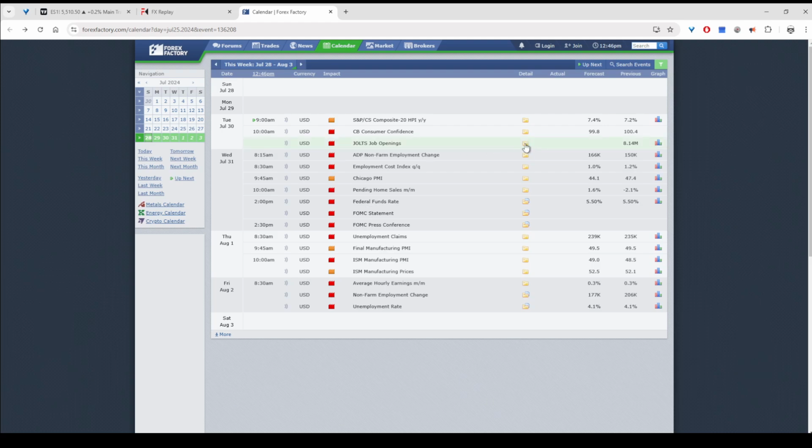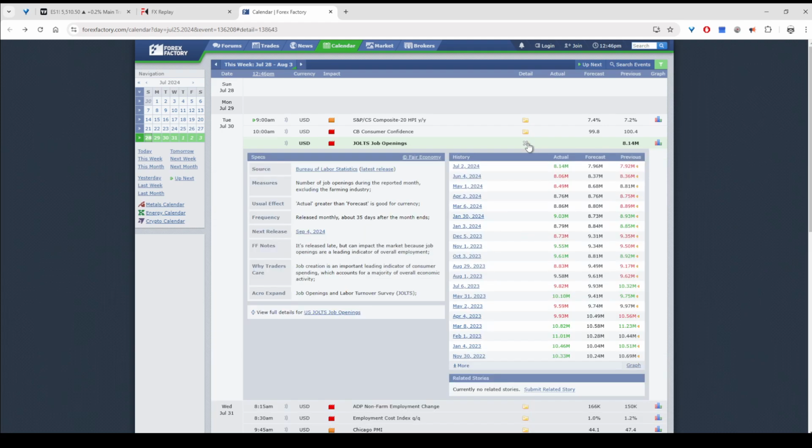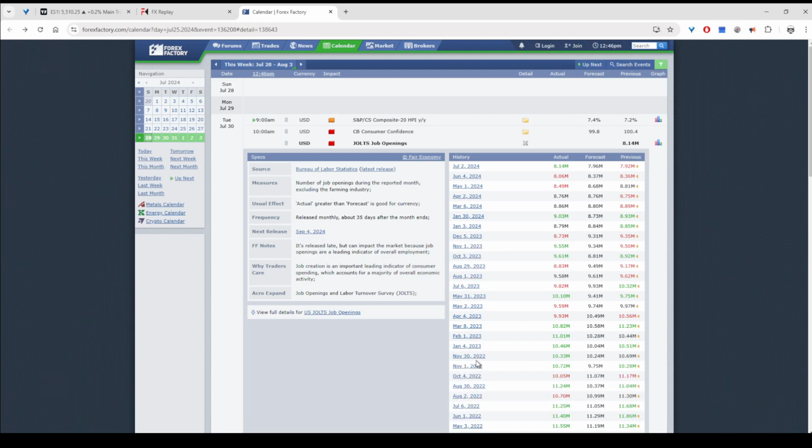So here's something I like to do. Take one of these news events, look at the folder, and it will tell you the history. You might have to click the more button to give you more information. And you want to find another time that this event happened on this day or date. So I'm looking for a JOLTS news event on a 30th.